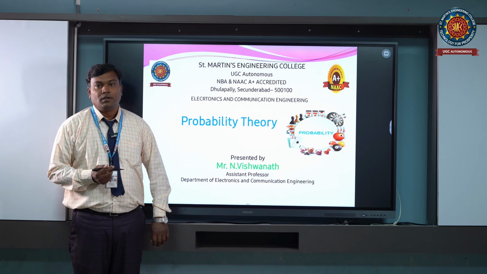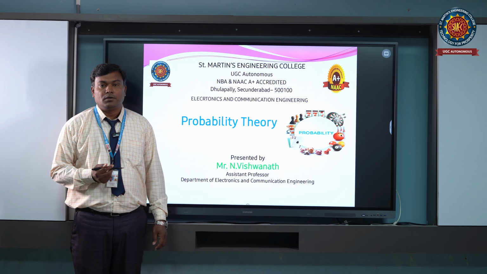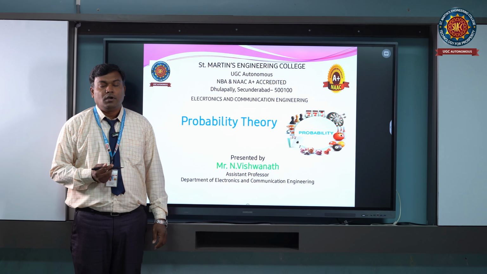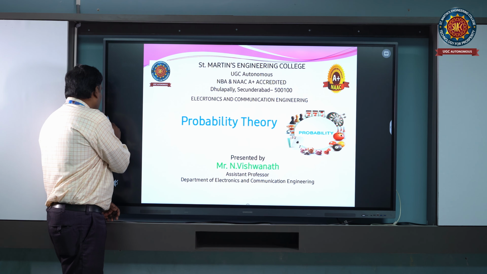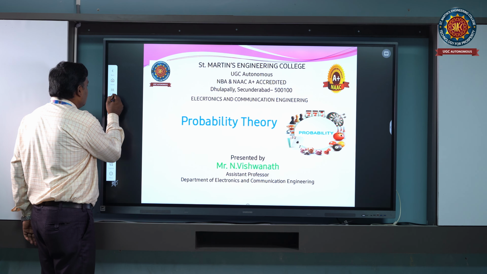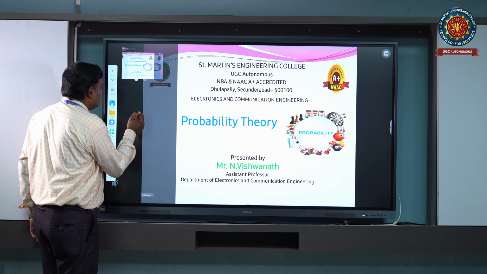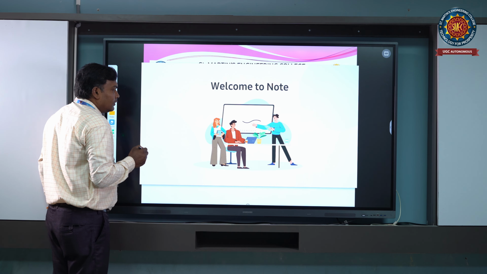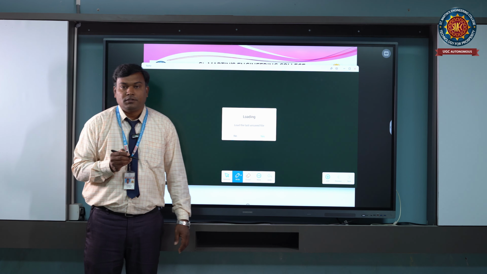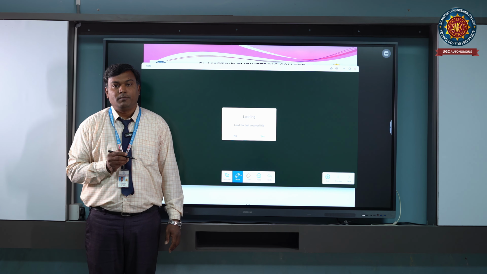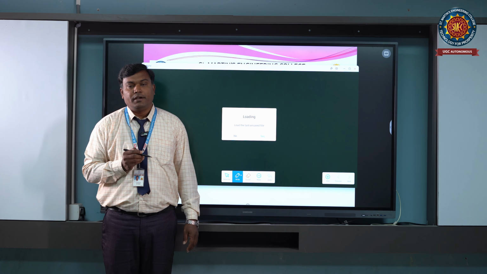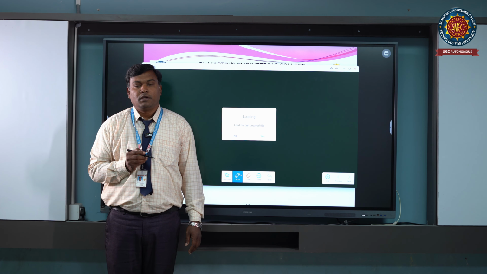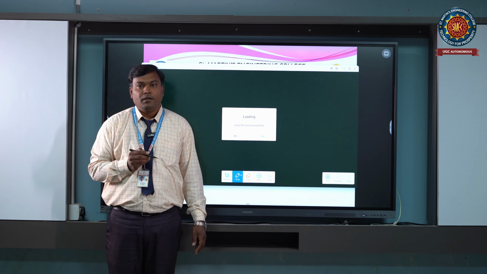So probability means it is a ratio of favorable outcomes to the total number of outcomes. For example, if you throw a die, we will get outcomes 1, 2, 3, 4, 5, 6. So these are outcomes. In probability, we have to understand these technical terms. First one is sample space, and then experiment, outcome and event.